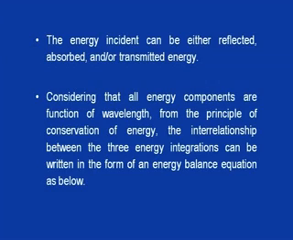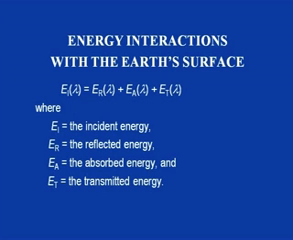Considering that all energy components are a function of wavelength, from the principle of conservation of energy, the interrelationship between the three energy interactions can be written in the form of an energy balance equation as given below. That is, E_I(λ) is equal to E_R(λ) plus E_A(λ) plus E_T(λ), where E_I(λ) is the incident energy, E_R(λ) is the reflected energy, E_A(λ) is the absorbed energy, and E_T(λ) is the transmitted energy.